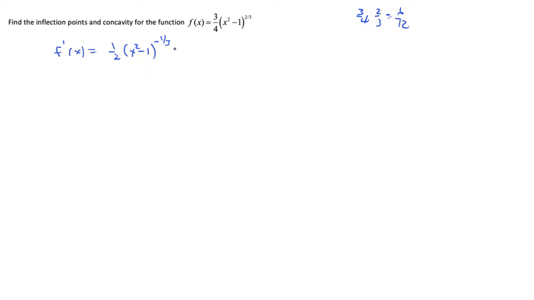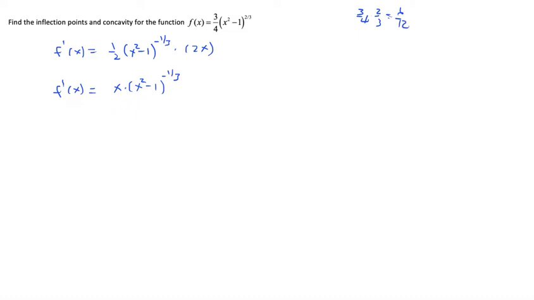Okay, but remember, because this is a composite function, we need to take the derivative of the inner function, right? So the derivative of x squared minus 1 is just 2x. In this case, we can simplify the 2 over the 2, so we get x times (x squared minus 1) to the negative 1/3 power. This is going to be our first derivative. And it looks like for the second derivative, we're going to have to use the product rule here.